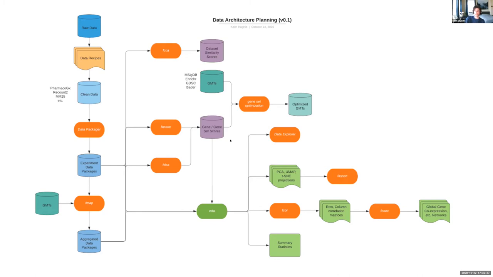But there's also other useful things, like by using data package, it becomes much simpler to write generalized data visualization and data exploration tools. And I think that could be really useful.